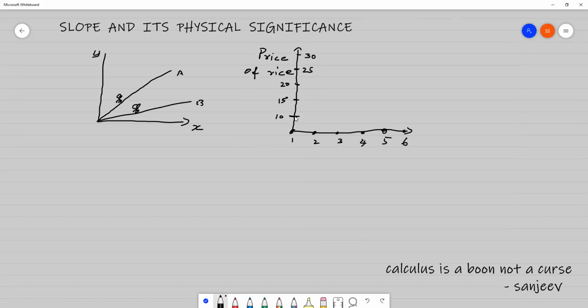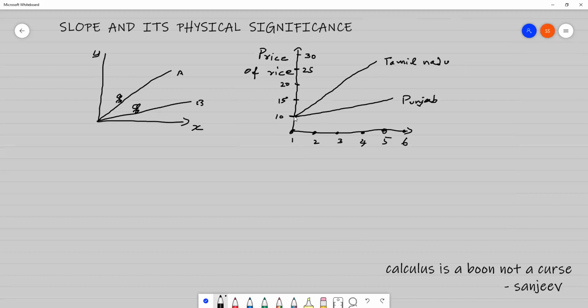Now I draw two lines here. One line I draw like this, the other line I draw like this. Suppose this line represents the price of rice in Tamil Nadu, and this line represents the price of rice in, say, Punjab. So I ask you a very simple question: what do you understand by these two lines?